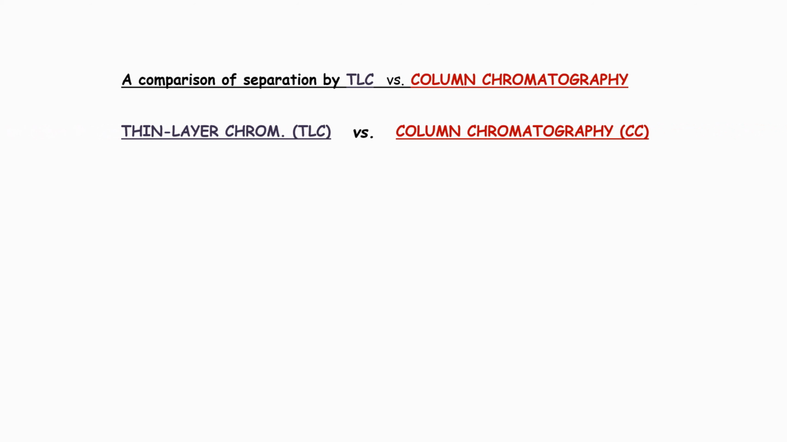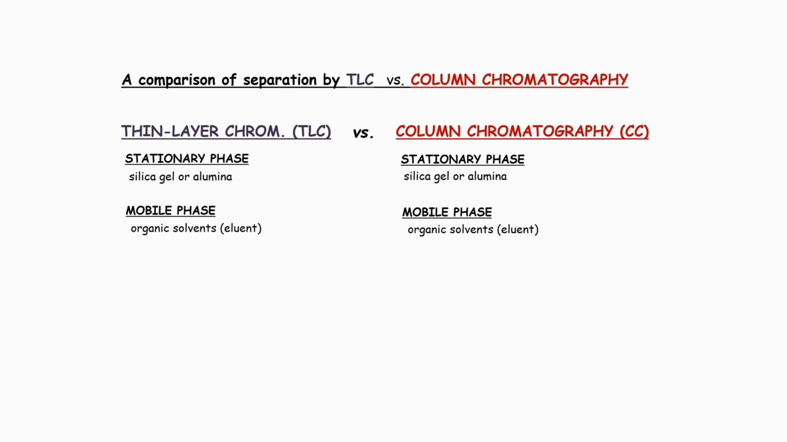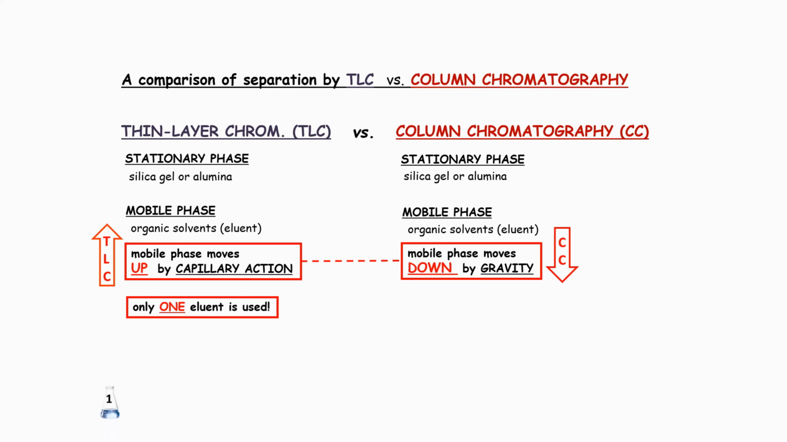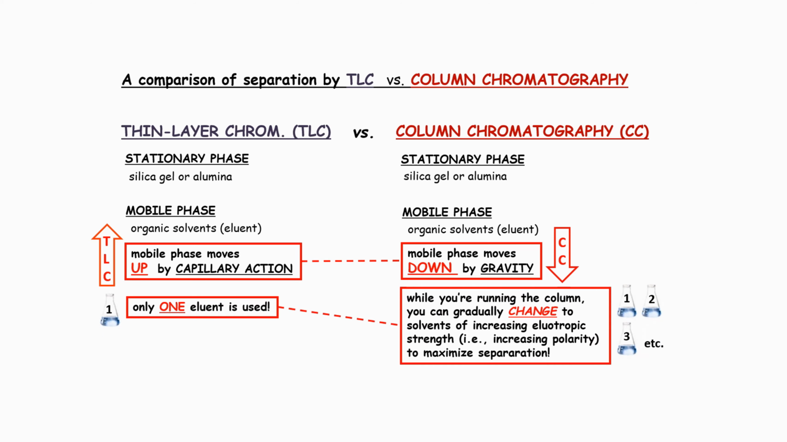TLC and column chromatography are chromatographic methods, so each employs a stationary phase and a mobile phase. In TLC, the mobile phase moves up the stationary phase by capillary action, and in column chromatography, the mobile phase moves down the stationary phase by gravity. In TLC, only one eluent is used, but in column chromatography, while you're running the column, you can gradually change to eluents of increasing eluotropic strength in order to maximize separation of components.